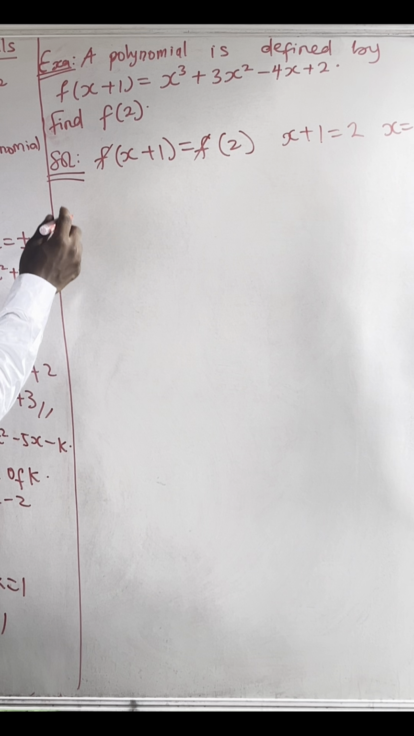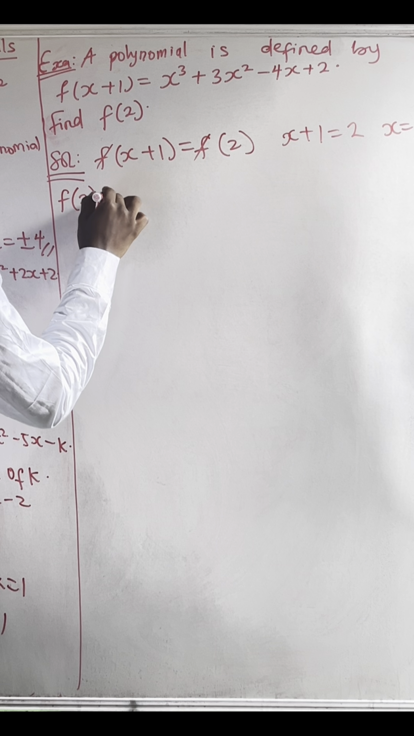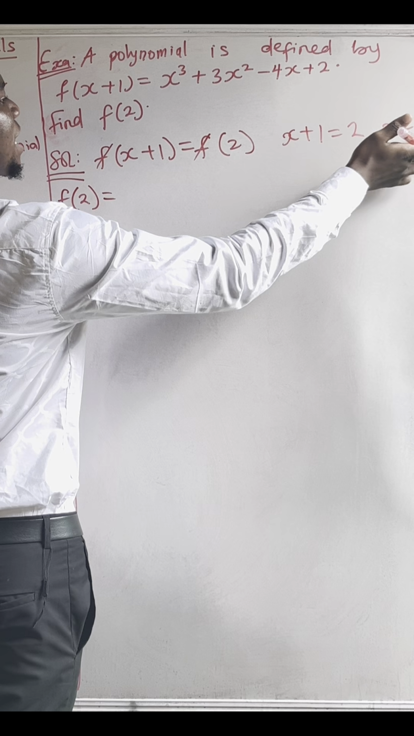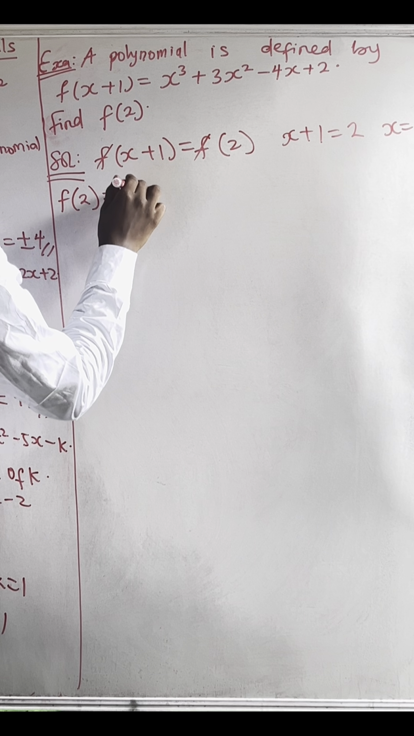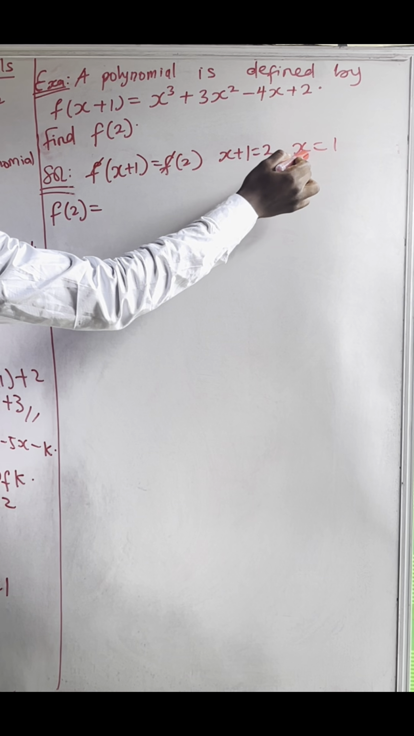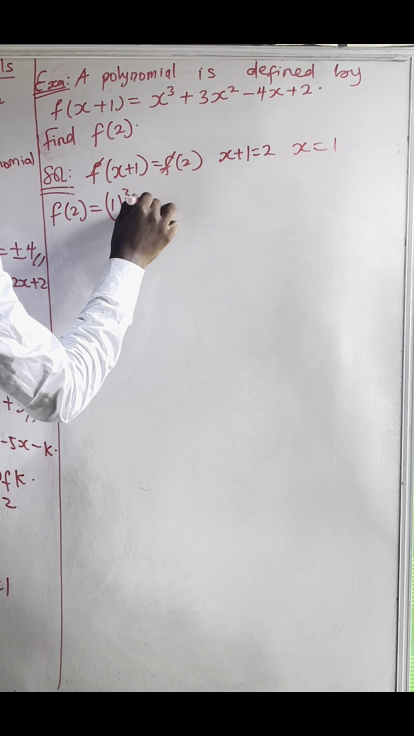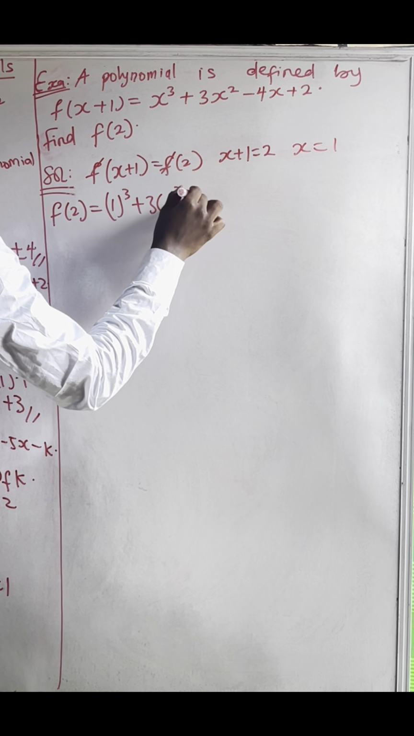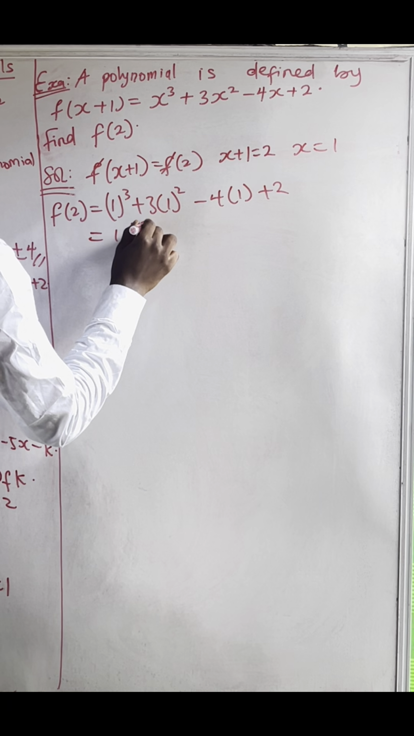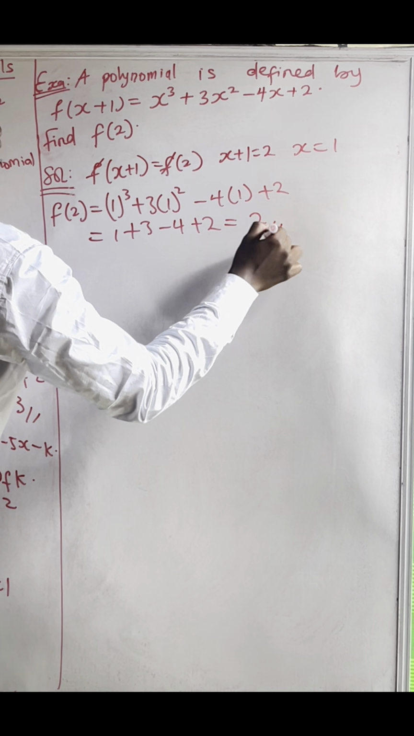So therefore, guys, my f of 2 would equal, wherever I see x, I'm going to be putting 1 there. So wherever I see x in this expression, I'm going to be putting x as 1 there. So this will be 1 raised to power 3, plus 3 times 1 squared, minus 4 times 1, plus 2. That is 1 plus 3 minus 4 plus 2. And this gives me what? 2. So this is the final answer.